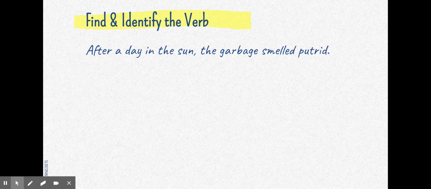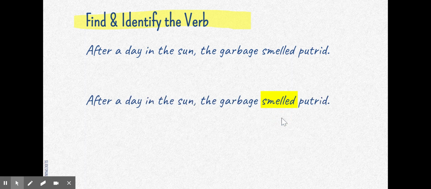Next one. After a day in the sun, the garbage smelled putrid. So first let's find the verb, and then let's figure out if it's action or linking. Our verb here is smelled, and this is on the list that can be either action or linking. So let's figure out which it is.